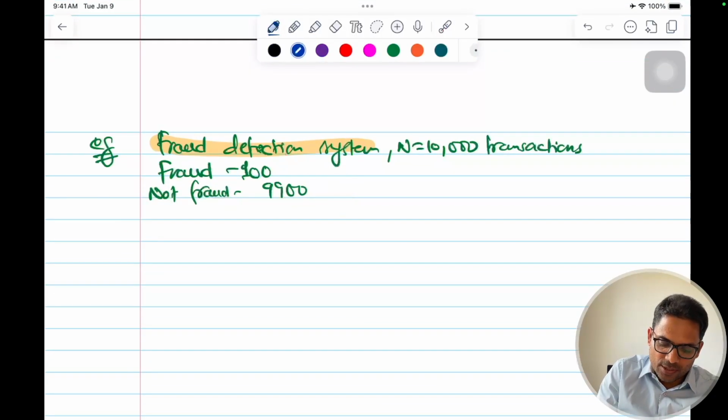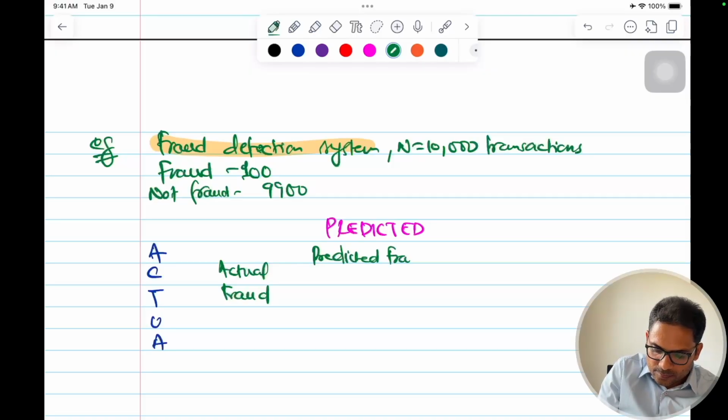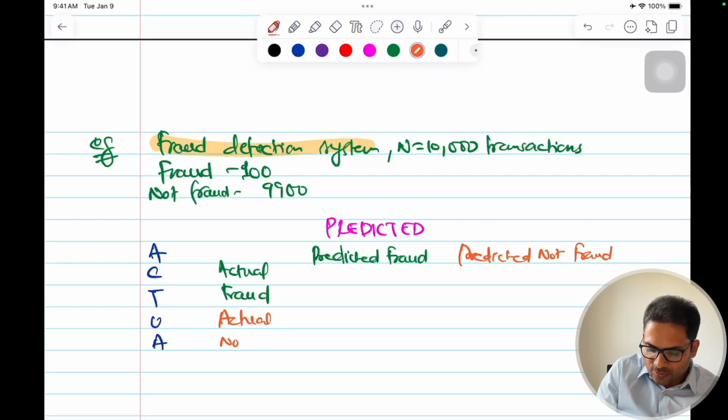So let's again plot it the way we do it. This side will be your actual, this side will be your predicted. What is my model predicting? The fraud detection system. Okay, so let's write here. This is your actual fraud, and this is predicted fraud, and this is predicted not fraud, and this is your actual not fraud. And let's draw the lines.